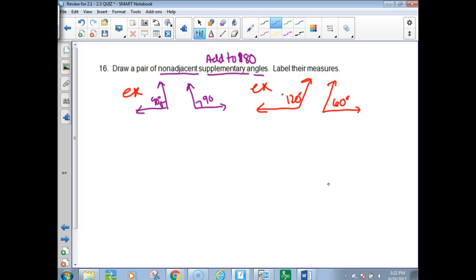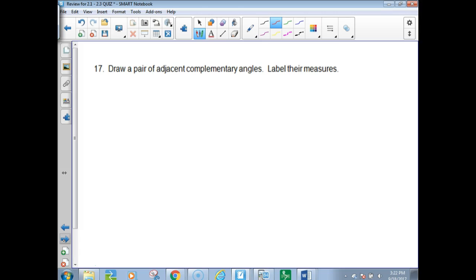All right, so there's a whole bunch of answers. Everybody in the room could have a different answer for me if I ask a question like that. I have to look at what they have. You could do 110 and 70. You could do 100 and 80. You could do all kinds of stuff. They have to add to 180 and not be connected. All right, 17, I want to draw a pair of adjacent complementary angles.